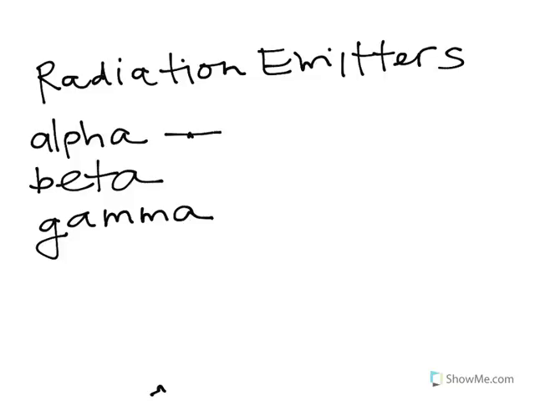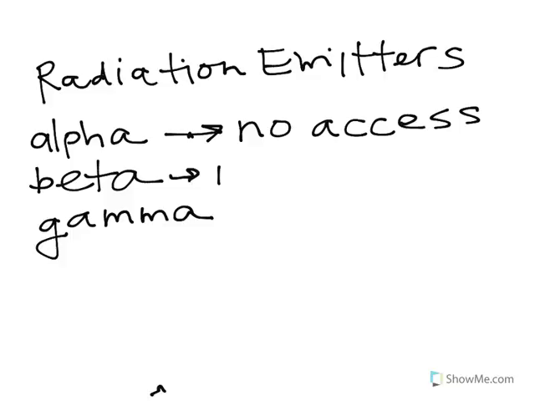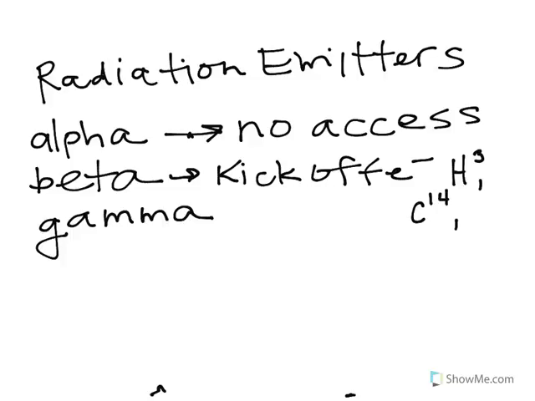You don't really need to worry about alpha emitters because we should really have no access to them. Beta emitters are where you have a high energy compound and an electron gets kicked off another compound. So we're usually kicking off an electron with a beta emitter. Beta emitters are probably what you've seen, like tritium, H3, C14, and what we use in our lab is P32.